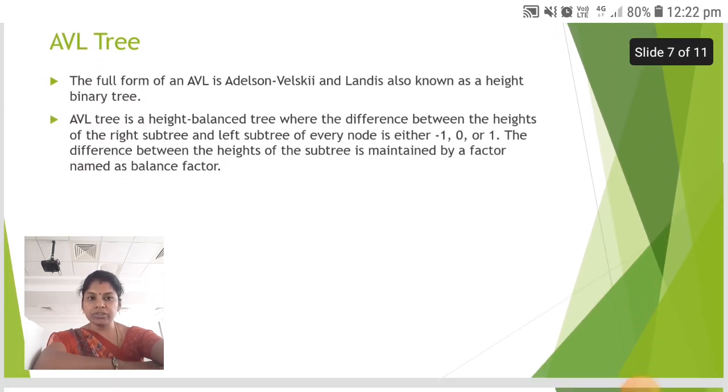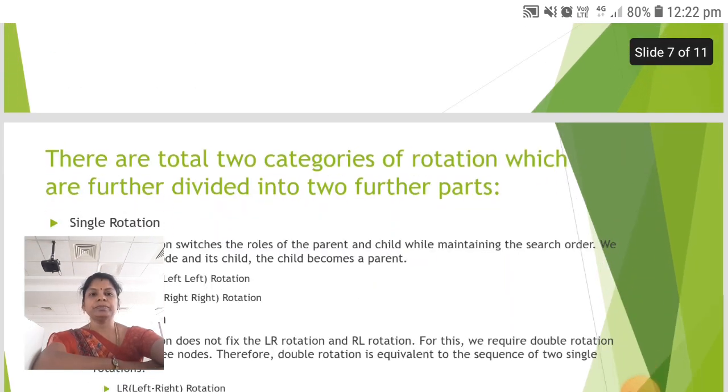The next is the AVL tree. The full form of AVL tree is Adelson-Velsky and Landis, also known as a height balanced binary tree. An AVL tree is a height balanced tree where the difference between the heights of the right subtree and left subtree of every node is either -1, 0 or 1. The difference between the heights of the subtrees is maintained by a factor named the balance factor.